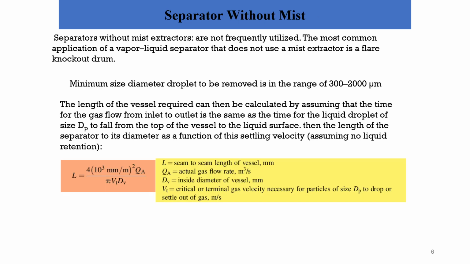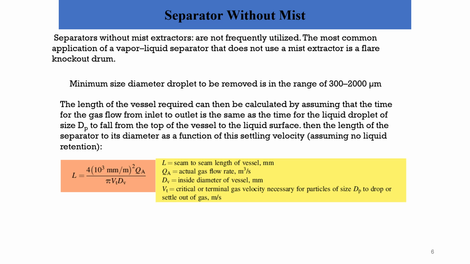Now let's look at separator without mist. Separators without mist are not very frequent or not commonly used in the industry, but there are still some applications where you can find the separator without mist. And the most common one is what we call the flare knockout drum. And when we talk about separator without mist, you have to keep in mind that the mist is used normally to separate particles or droplets in the range less than 150 micrometer.